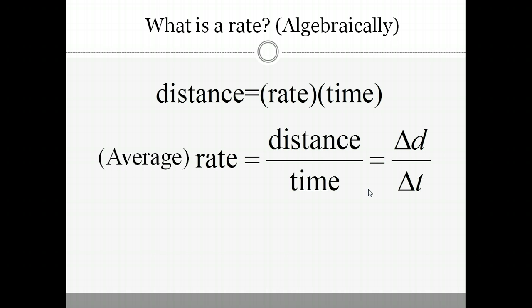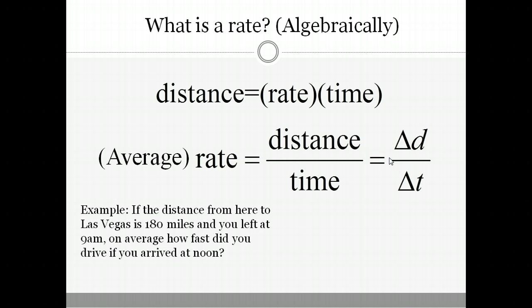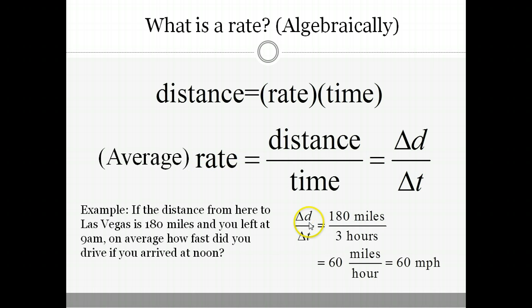So let's talk about what that means by going over a quick example. So let's say the distance from here to Las Vegas is 180 miles, and you left at 9 in the morning driving down there. On average, how fast did you drive if you arrived at noon? So taking a look at this formula that we have, the change in distance over the change in time, our average rate is going to be 180 miles over the total time elapsed, so 3 hours from 9 a.m. to noon. So simplifying the 180 over 3, we are going to get that on average we traveled 60 miles in 1 hour. And we're used to seeing this on our speedometer as mph, but it's really a rate, 60 miles traveled in 1 hour on average.